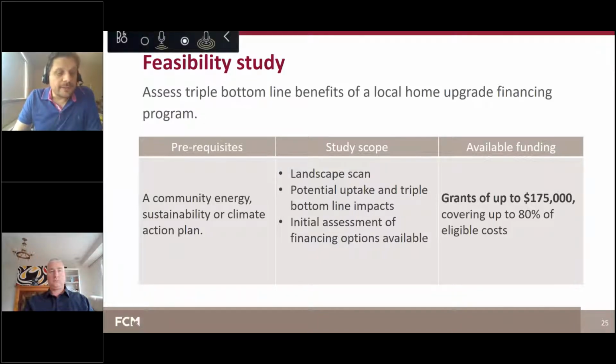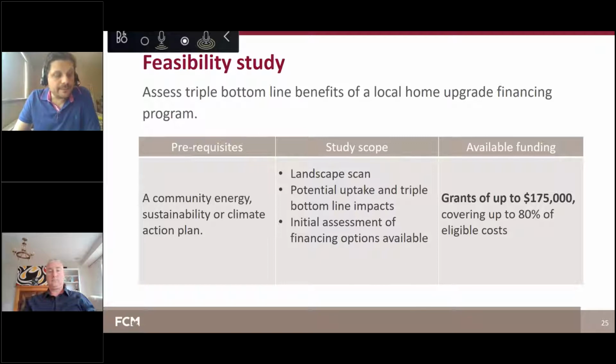So CEF supports feasibility studies, which is really the first stage and involves collecting data on your community's needs, the potential impact of a home upgrade financing program, and the financing options that might be available. To ensure alignment with your community priorities, we ask for a copy of a community energy plan, sustainability plan, or climate action plan that targets energy improvements in the residential sector as a priority area for action, and that this has been approved by your municipal government's council.